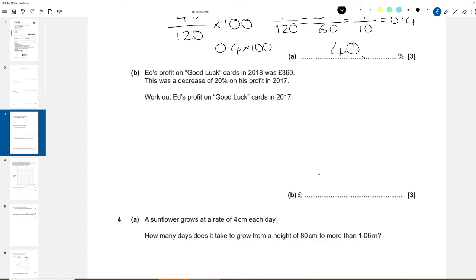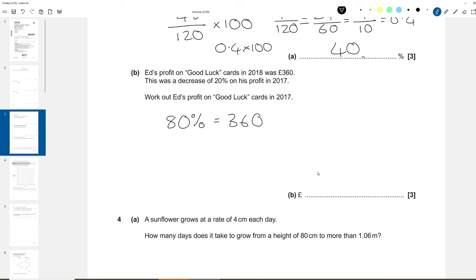B. Ed's profit on good luck cards in 2018 was £360. There was a decrease of 20% on his profits in 2017. Work out Ed's profit on good luck cards in 2017. So what this is saying is that we have to work out what the previous price was. So if there was a decrease of 20% in 2018, you would say that 80% would equal £360.